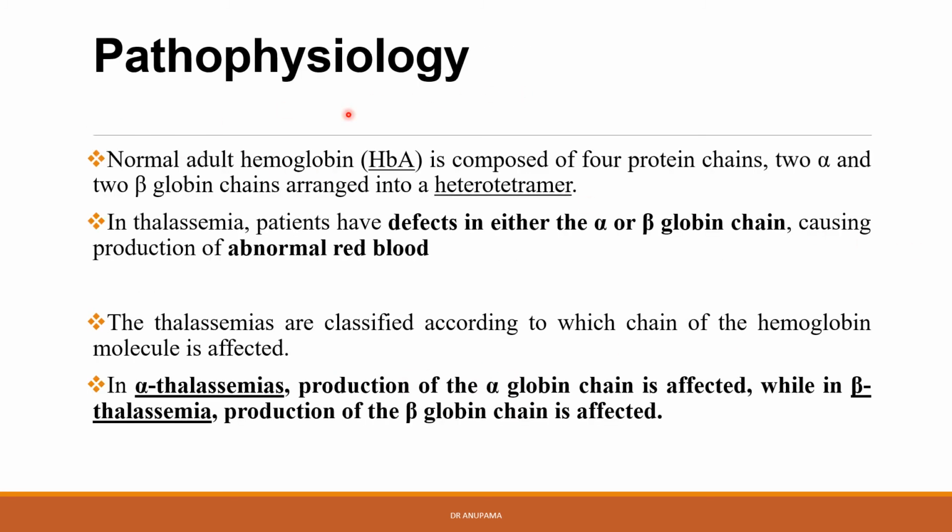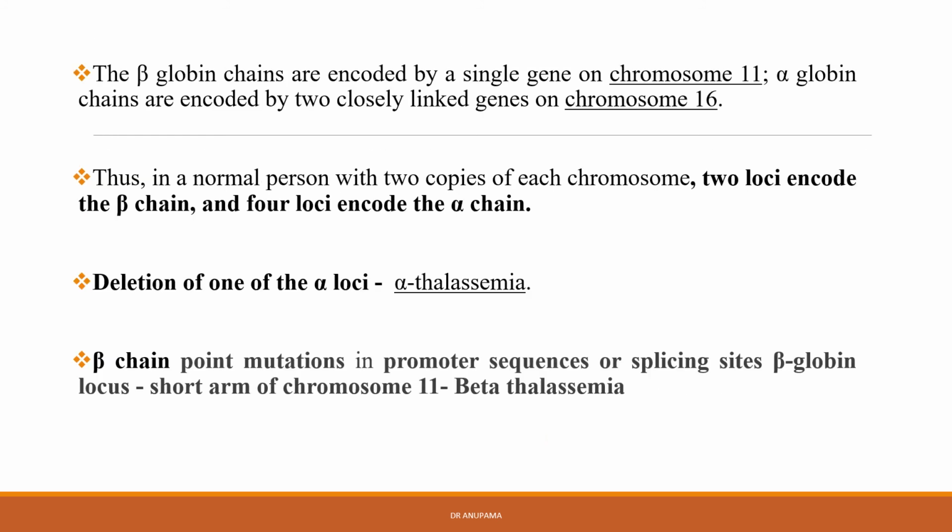And pathophysiology: normal adult hemoglobin, HbA, is composed of 4 protein chains, that is 2 alpha and 2 beta globin chains arranged in a heterotetramer. In thalassemia, patients have defects in either the alpha or beta globin chain, causing the production of abnormal RBCs. The thalassemias are classified according to which chain of the hemoglobin molecule is affected. So we have alpha thalassemia, wherein production of the alpha globin chain is affected, while in beta thalassemia, production of the beta globin chain is affected.